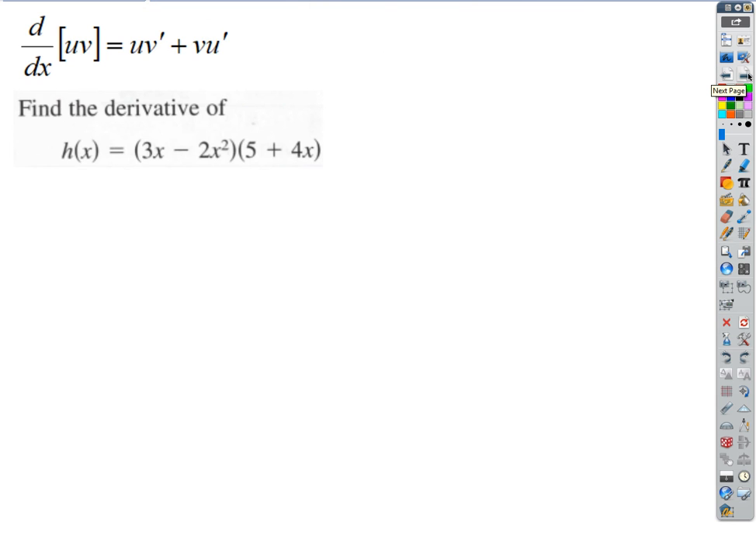Let's try this. What if we want to do this problem here? Okay, what's my u? 3x minus 2x squared. Sure, right? That's the first function. So this is u. What's v? 5 plus 4x. Okay, makes sense? And so if that's what h of x is, the product of those two things, then h prime of x is just going to be, well, you use the rule, u v prime plus v u prime.